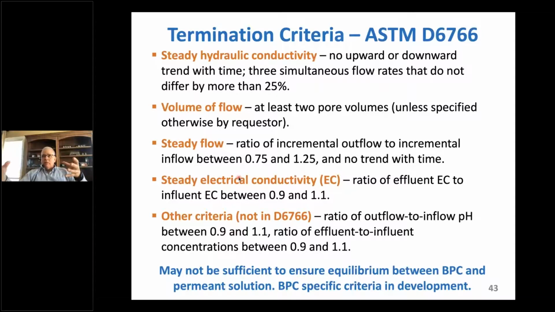If the electrical conductivity of the outflow is similar to the inflow, that means the chemistry of the outflow is similar to the chemistry of the inflow. And if those two are similar, then there aren't chemical interactions occurring as the leachate is passing through the GCL. It has come into equilibrium by that point. Other criteria that are not in 6766, but we use in our lab, we look at pH of the inflow and outflow. We look for those to be comparable between 0.9 and 1.1. And equally important is we can look at the effluent to influent concentrations. That's really, if we want to determine whether we're in chemical equilibrium, that's probably the best measure. Whether the chemistry of the effluent, actually measuring the chemistry of the effluent and seeing whether it's similar to the influent.